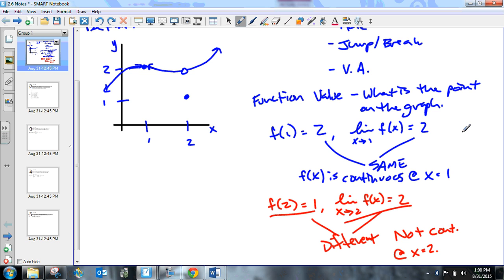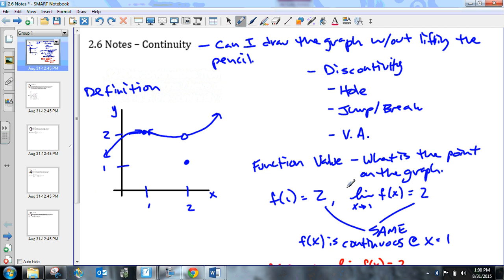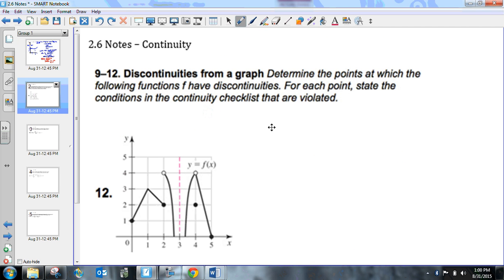Let's take a look at problem number 12, and it says determine the points at which the functions have discontinuities, and for each point, state what conditions in the continuity checklist are violated. This is our checklist: function value and limit value. I see that we have a jump here at x equals 2.